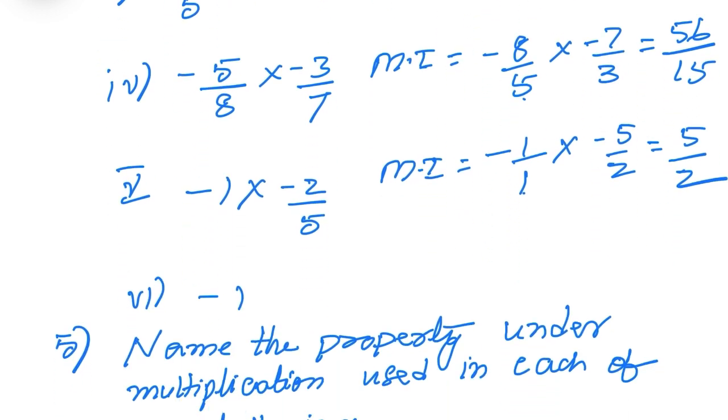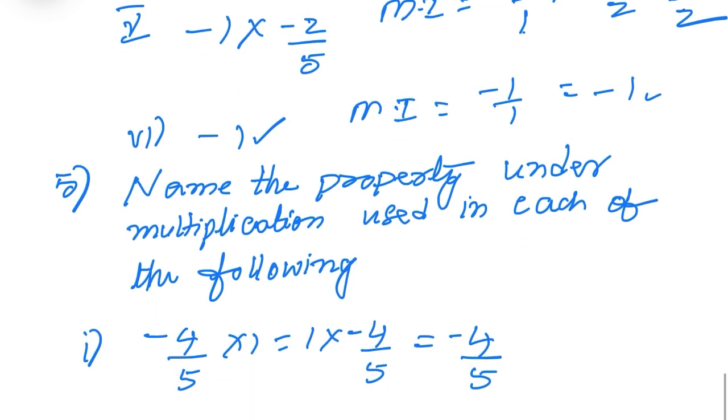Multiplicative inverse of minus 1. Multiplicative inverse is minus 1 by 1. No need to change the sign, but take its reciprocal. Reciprocal of 1 is 1 by 1, which is also equal to minus 1. That means multiplicative inverse of minus 1 is minus 1 itself. You remember that. Sometimes your teachers ask you, what is the multiplicative inverse of minus 1? Quickly you can say it is minus 1 because the reciprocal of 1 is again 1.